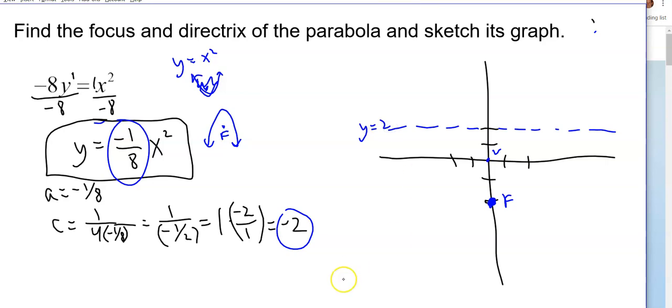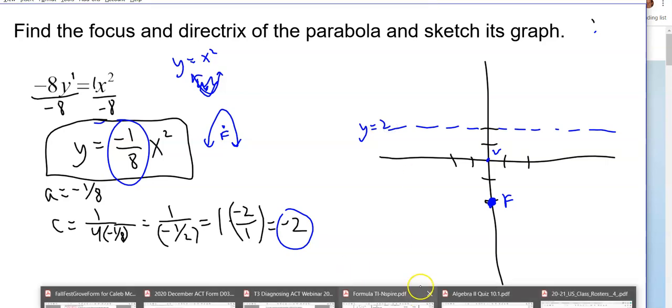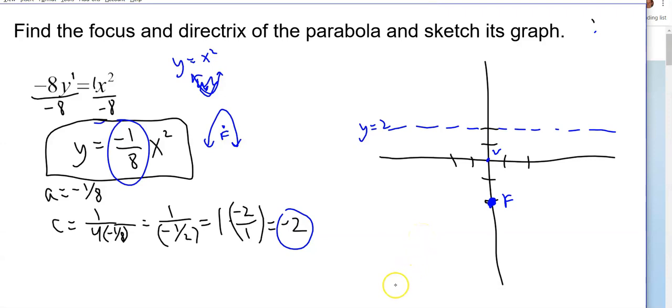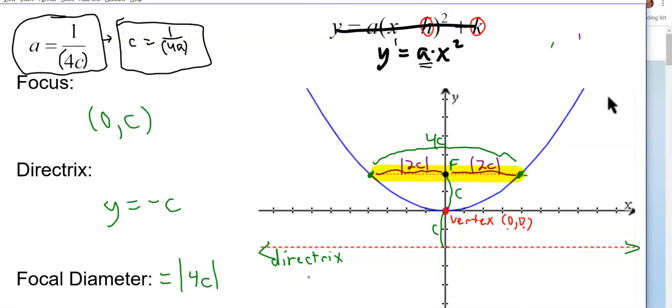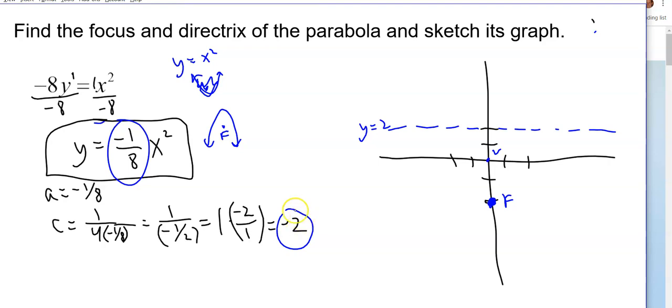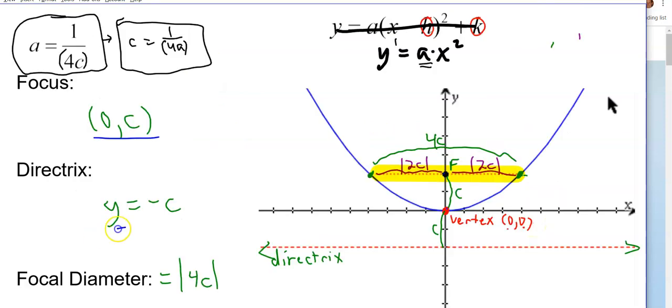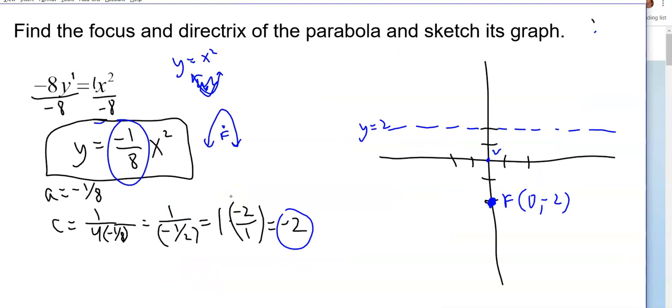Now let's check the formulas and make sure that we did everything right. This is sometimes what you can do. The formula is 0, C, and we know C is -2. So this should be the point 0, -2. Is that the point 0, -2? It is. The directrix equation is y equals the opposite of C. The opposite of -2 is 2, so y equals 2. That works. I did those two things correctly, which is very helpful.